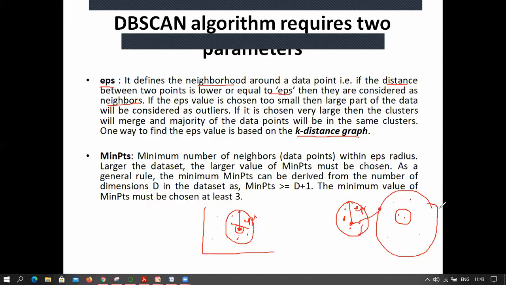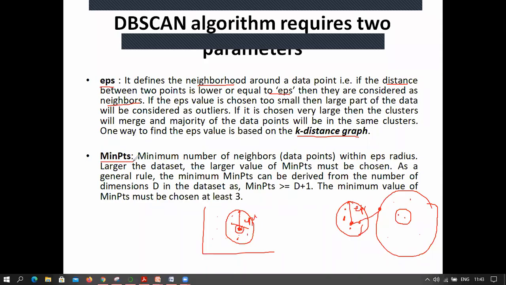So that is also not a good thing. Okay, so the value of this should be selected by using... there is one way to select the optimal value of that epsilon, that is by using the k-distance graph. Okay. Next is one more parameter, that is minimum points.